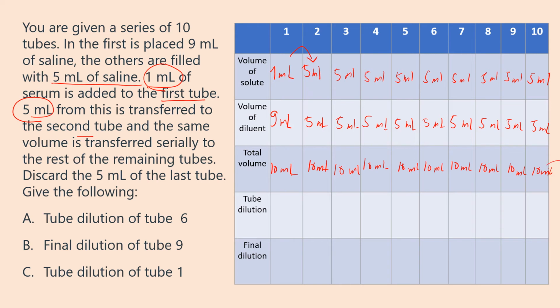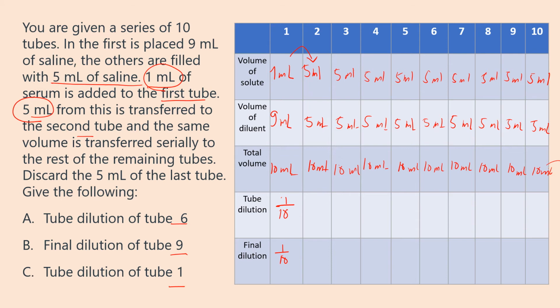Okay. So from here, you can sense that there is a different volume of diluent and solute in tube 1. Therefore, this is a mixed dilution. You are asked to provide the following: dilution of tube 6, final dilution of tube 9, and the tube dilution of tube 1. Again, you compute it using the formula: dilution is equal to volume of solute over the total volume of the solution. In this case, you have 1 ml as the volume of the solute, so the tube dilution is 1 over 10. That is also the same as the final dilution of tube number 1.